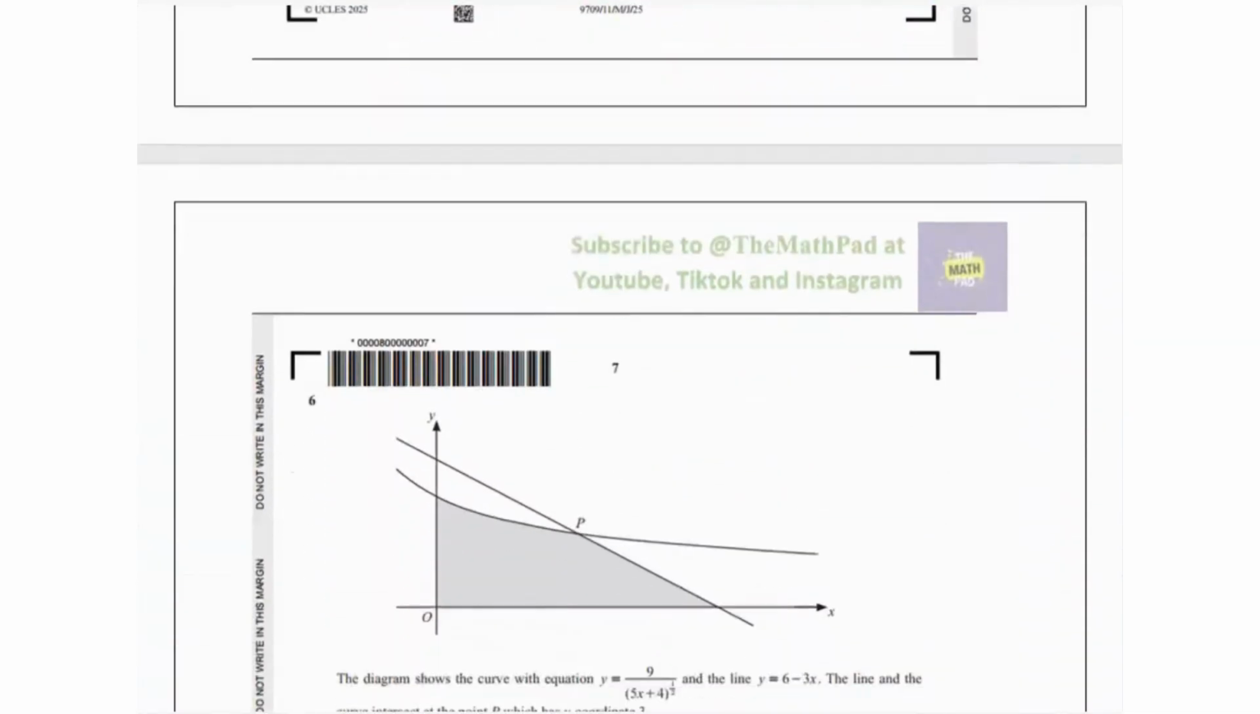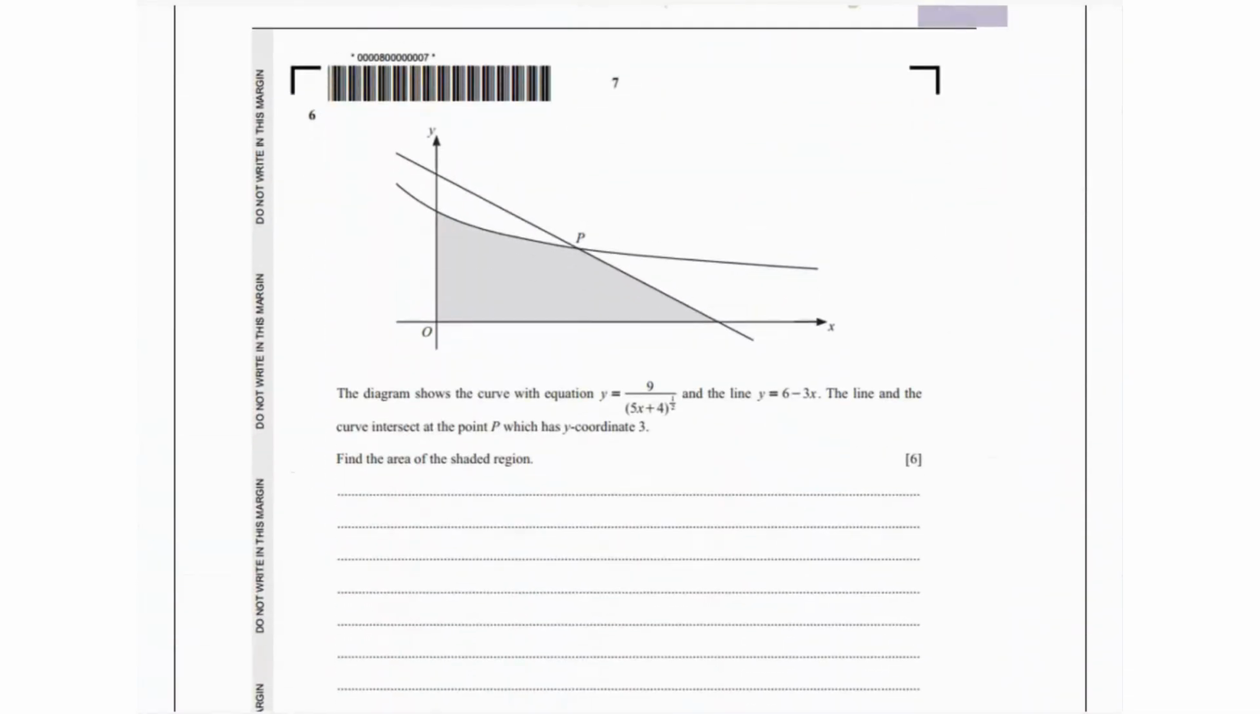Then again, it says the diagram shows the curve with equation y equals 9 over the square root of 5x plus 4, that is 9 over (5x plus 4) to the power of 1 over 2, and the line y equals 6 minus 3x. The line and the curve intersect at the point P, which has y coordinate of 3. Find the area of the shaded region.